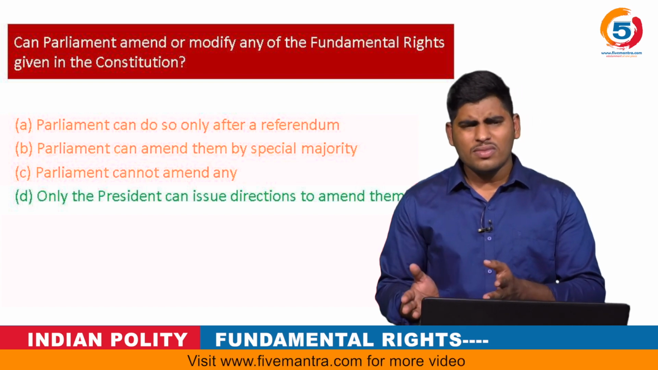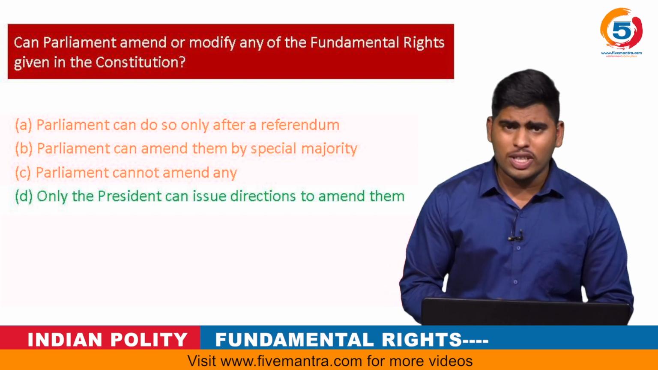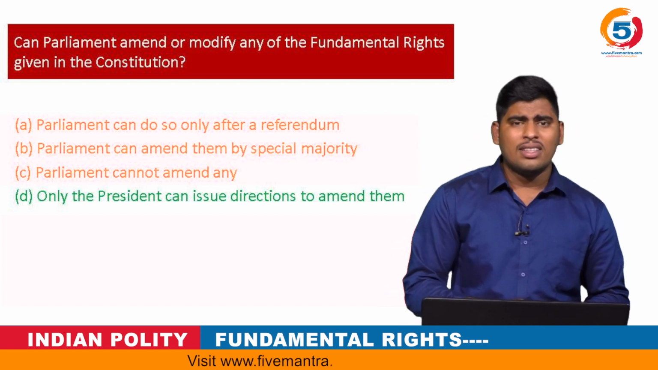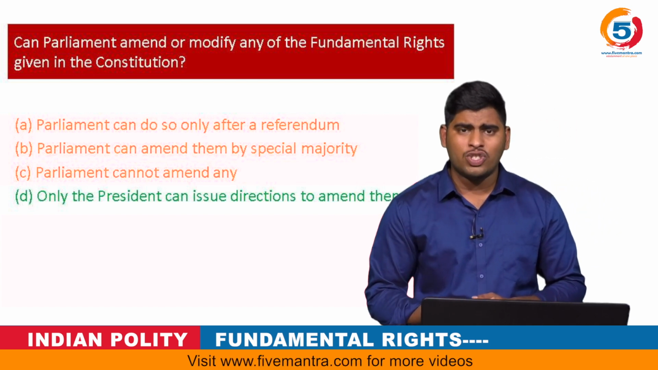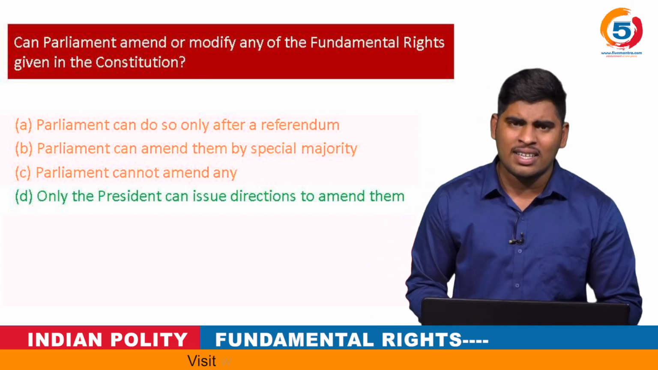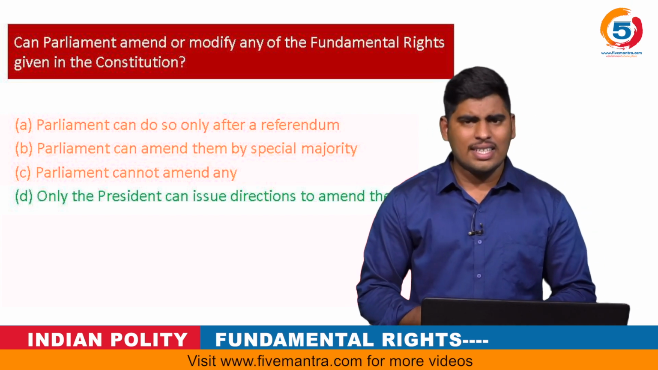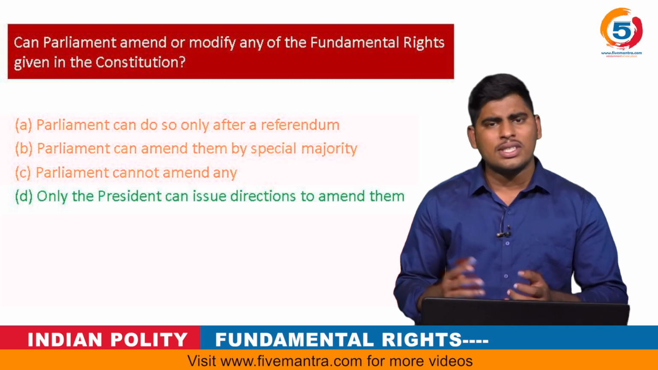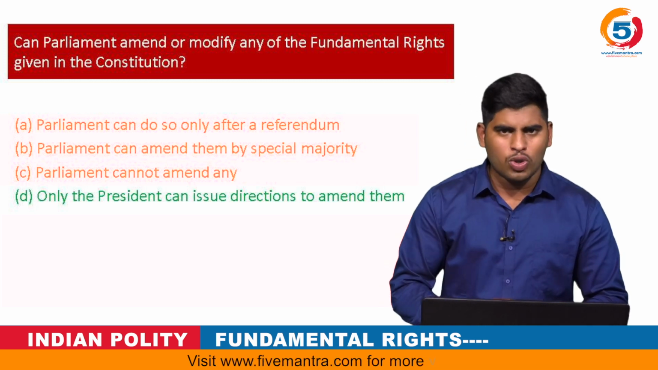Okay, so for example, we can see the 44th Amendment Act, which scrapped the right to property from the list of fundamental rights and made it a legal right under Article 300A. This is a classic example of amendment of fundamental rights which got upheld by the Supreme Court also.